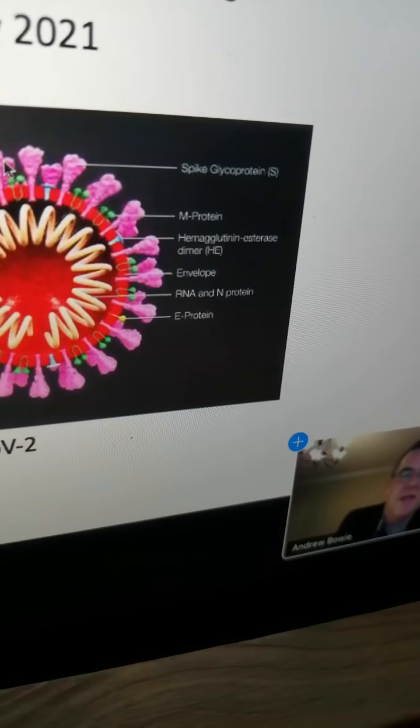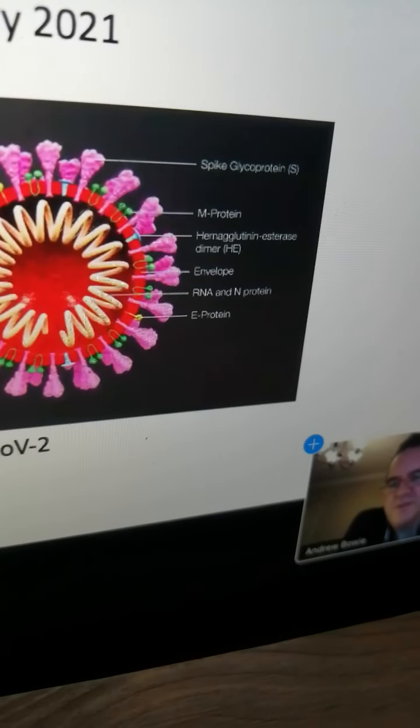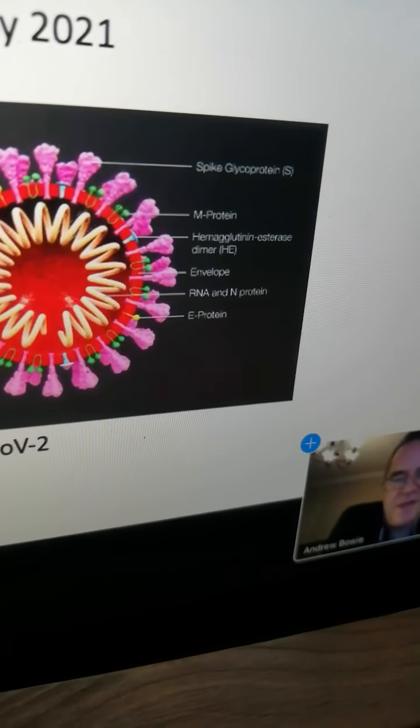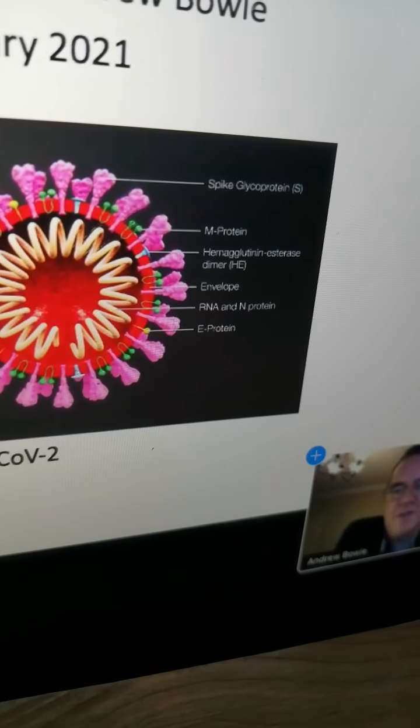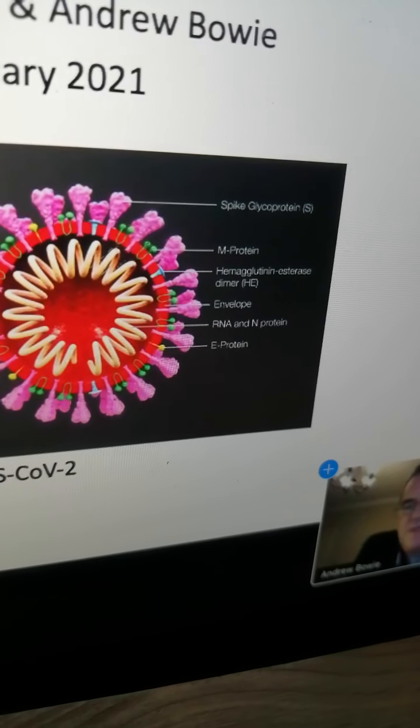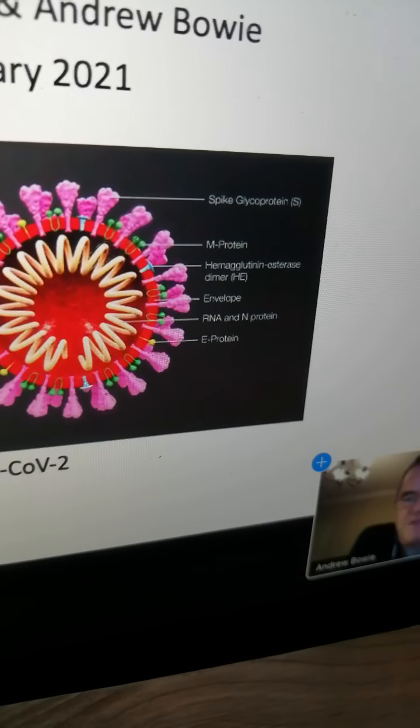And the spike protein is what gives the virus its name, coronavirus, corona as in crown, because of these spikes that look like a crown. And the spike protein many of you have heard about, because it is the part of the virus that the vaccines in particular try to target.